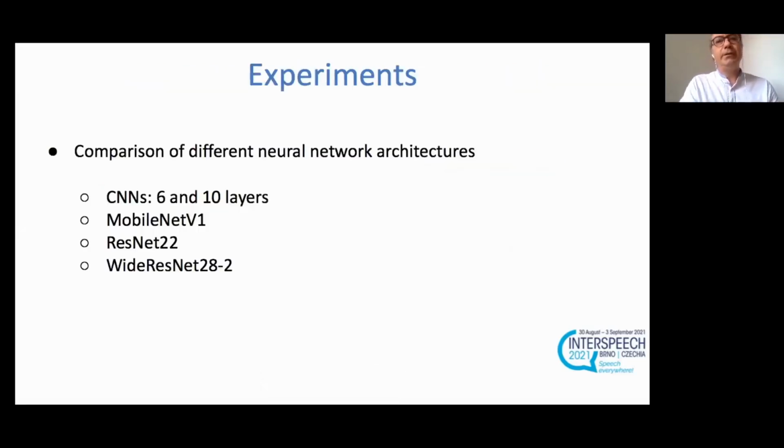The main experiment of the paper was a comparison between different standard neural network architectures: standard CNNs, convolutional neural networks, with 6 and 10 blocks of layers, MobileNets, residual neural network, and a wide residual neural network. The wide ResNet is the smallest model with about 1.5 million parameters, and the largest one was the ResNet 22 with about 60 million parameters.